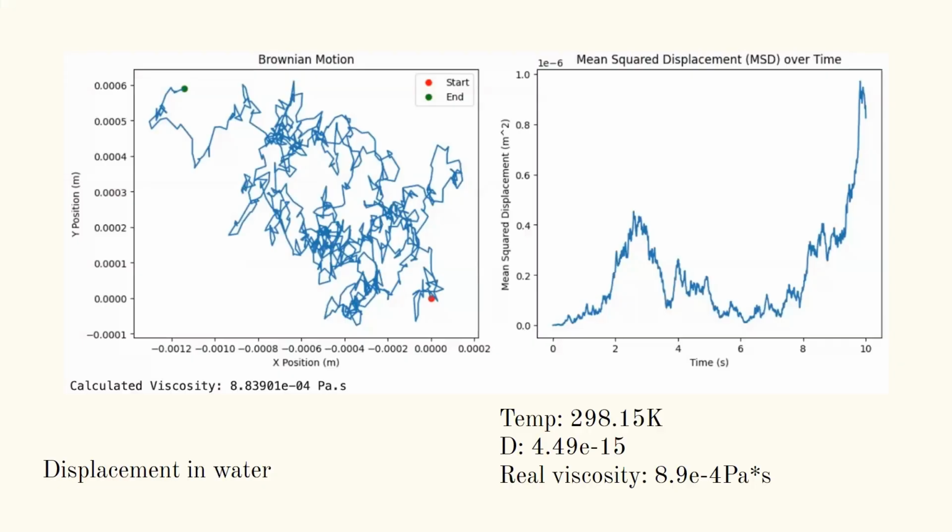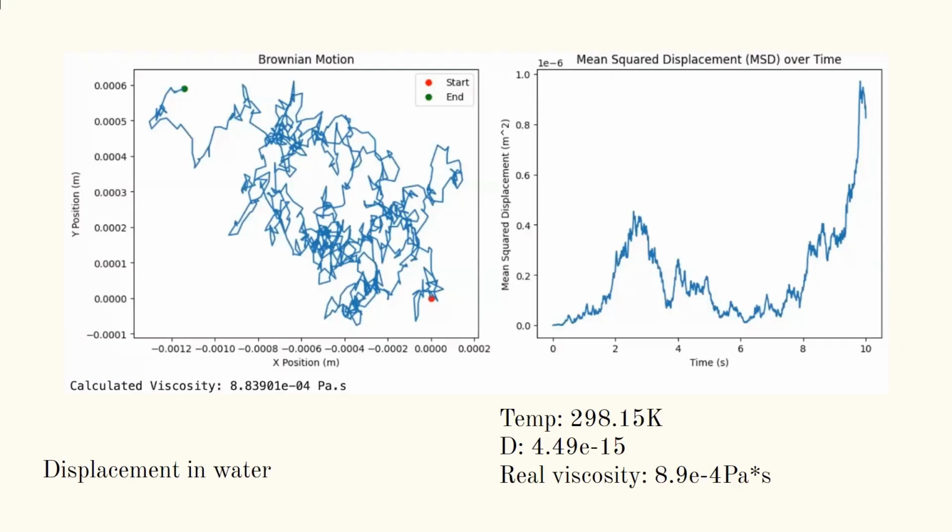And then the real viscosity from a scholarly source is 8.9 E to negative 4 pascal seconds, I believe is what that unit is. And then the calculated one that we got from this Brownian motion and the mean squared displacement over time graphs above was 8.83901 E negative 4 pascal seconds. So obviously very close to each other. So very good for our data and analysis to be able to prove this relationship from the equation.